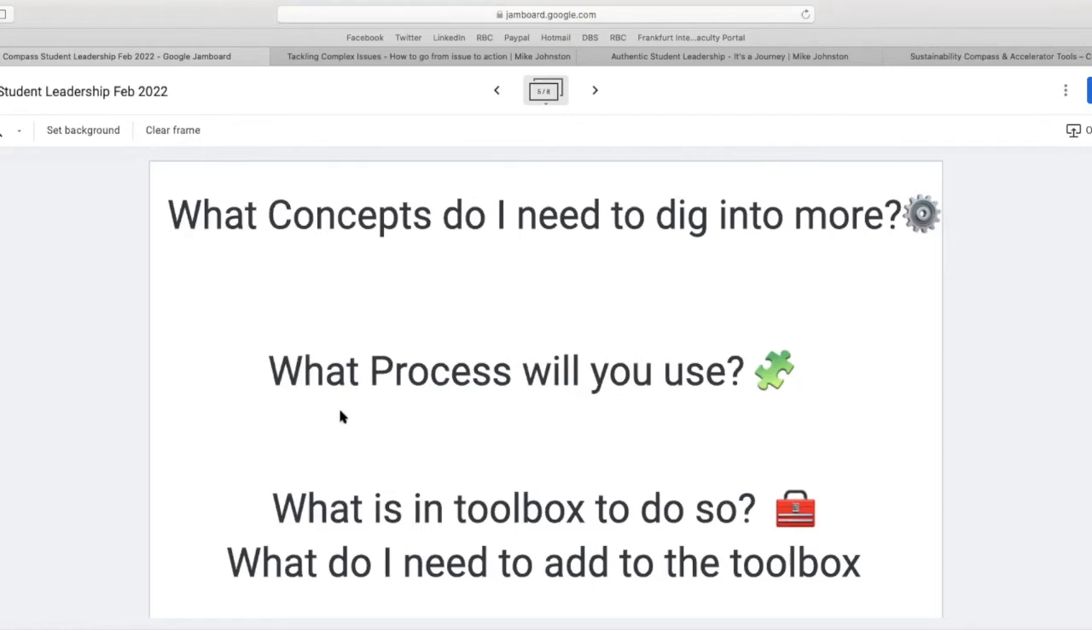So what process you use, I don't know, just pick one as an organization. Of course, when you read my blog on complexity to action, I use the pyramid. The pyramid comes from Alan Atkinson. I like it. It's simple to follow. And so I'll use that as the example today. And then what's in the toolbox?